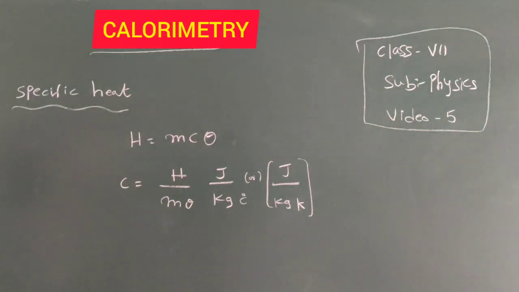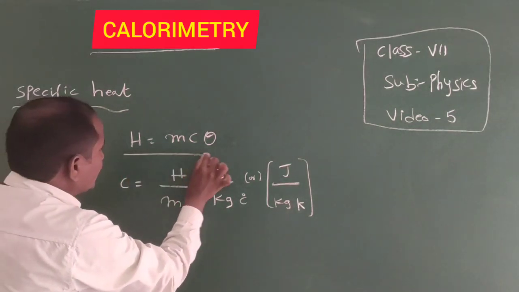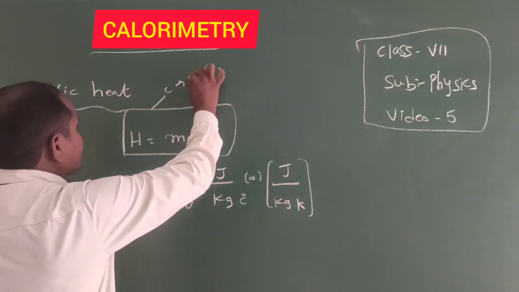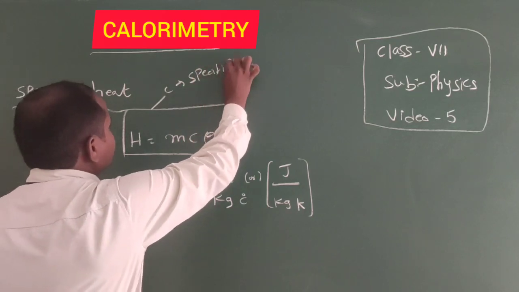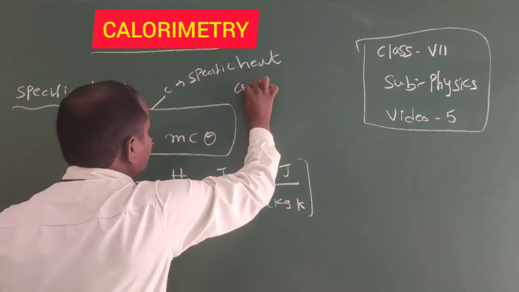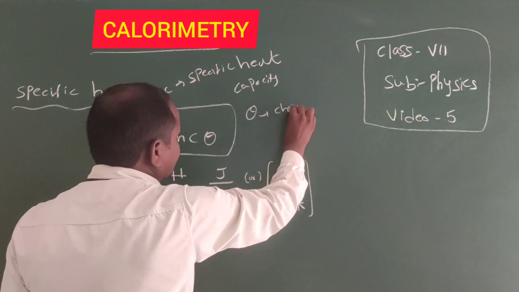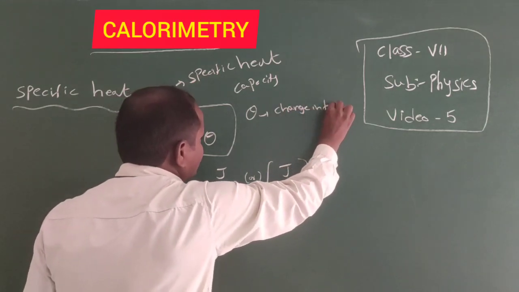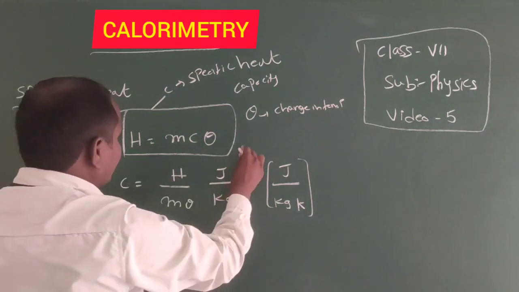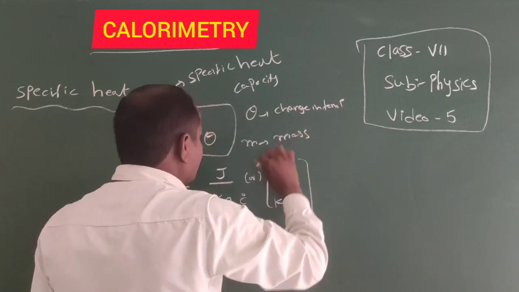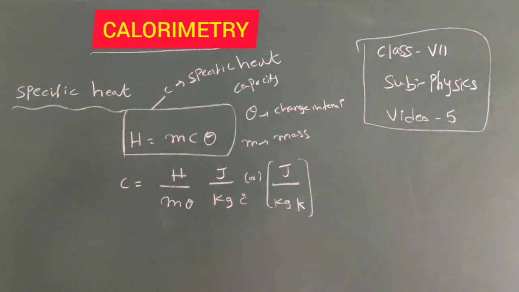Okay, specific heat capacity. From heat energy, we can write heat energy equals mass into specific heat into change in temperature. Here C is the specific heat capacity, theta means change in temperature, and m means mass of the substance.